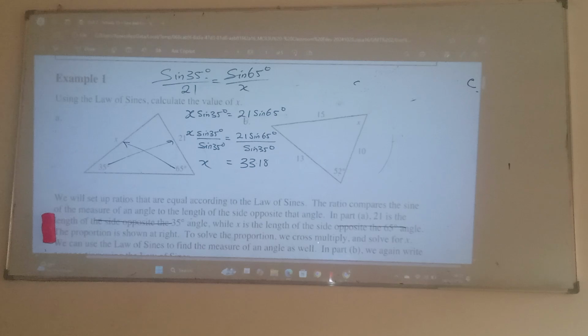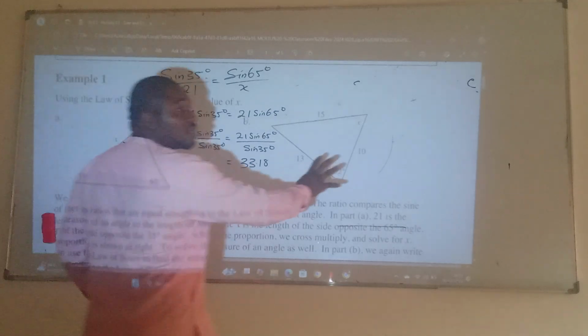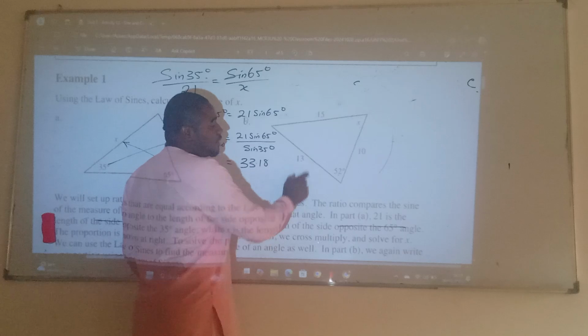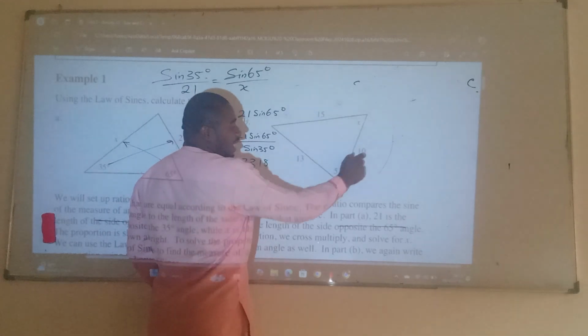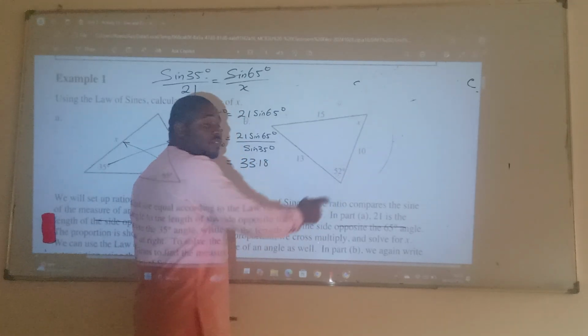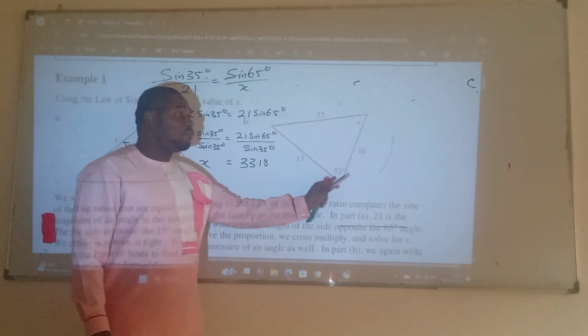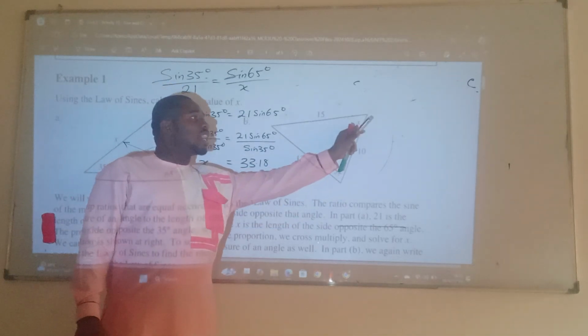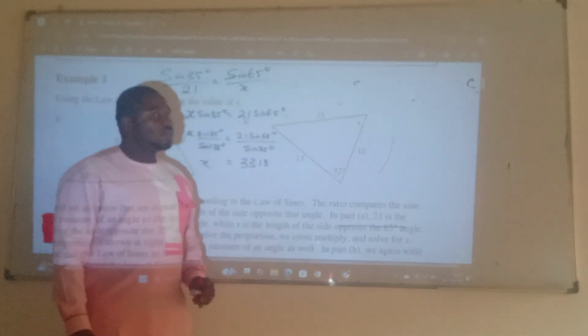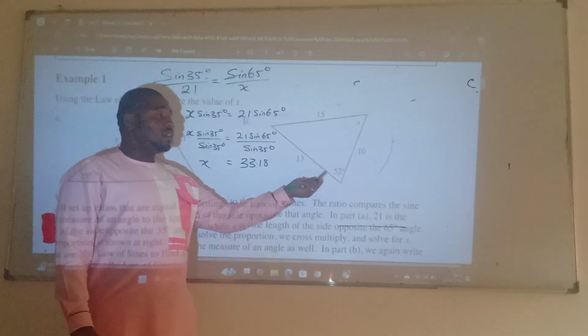Now, look at this one. You have 13, 15, and 10. You have one particular angle which is 52, and then you are asked to get another angle. You can still use the sine rule.